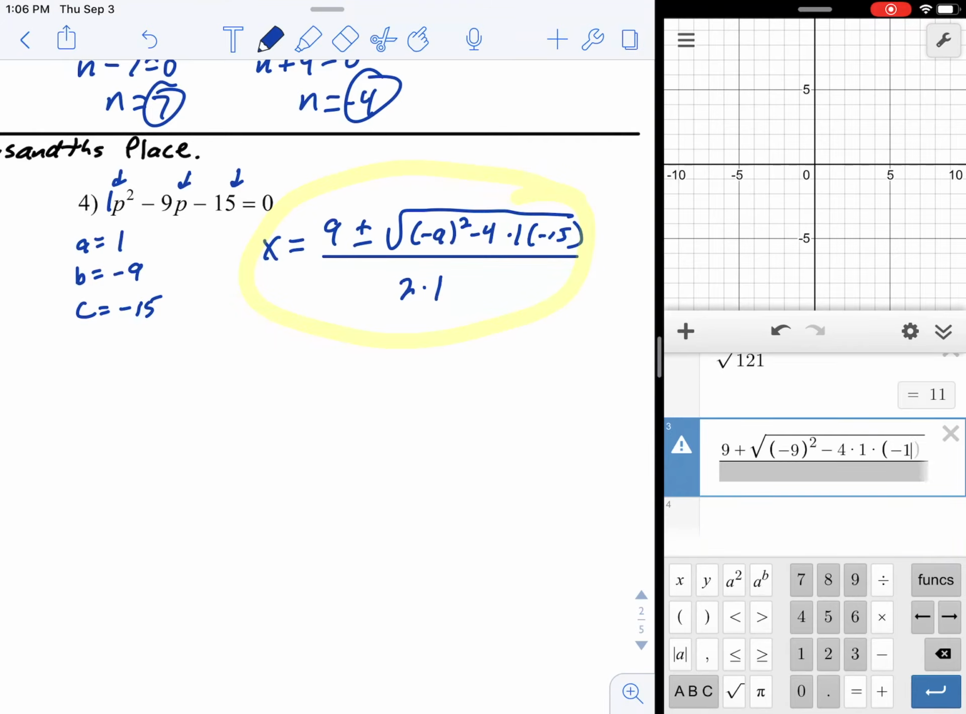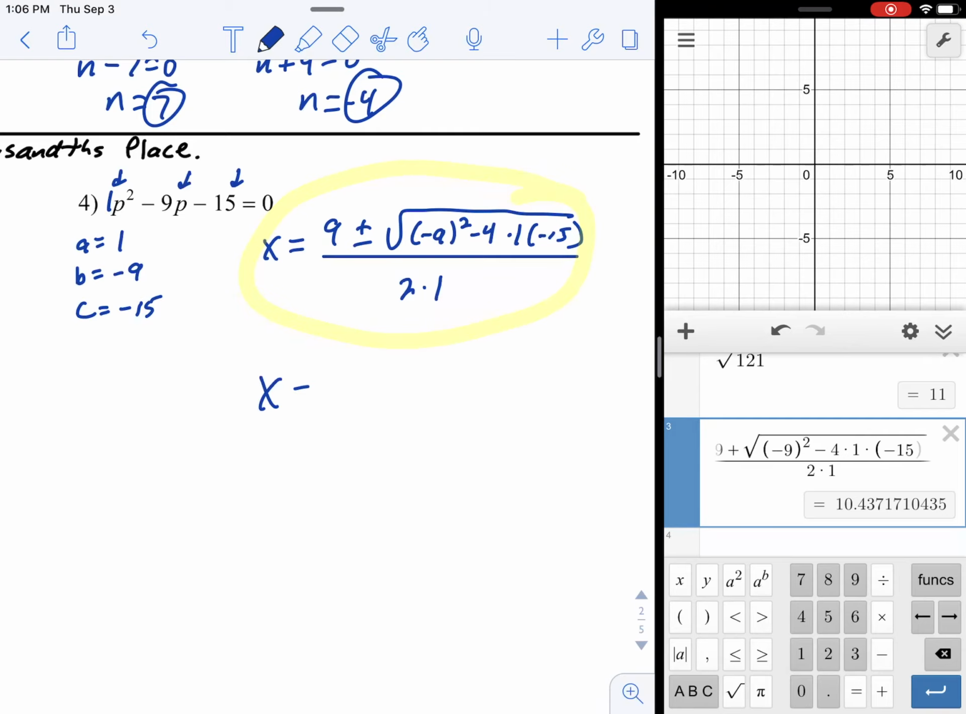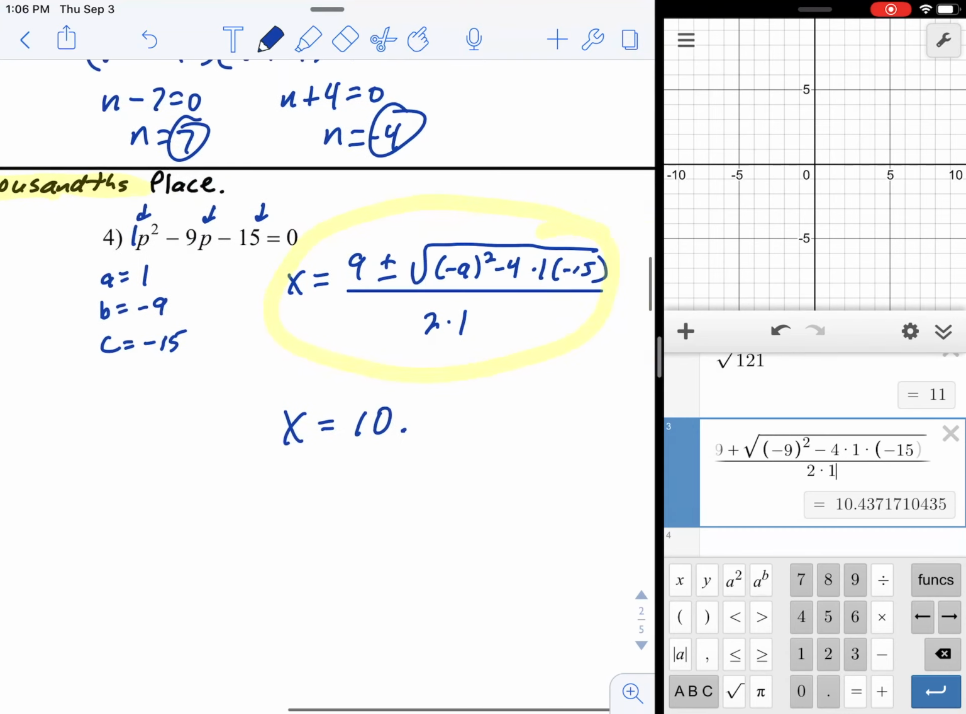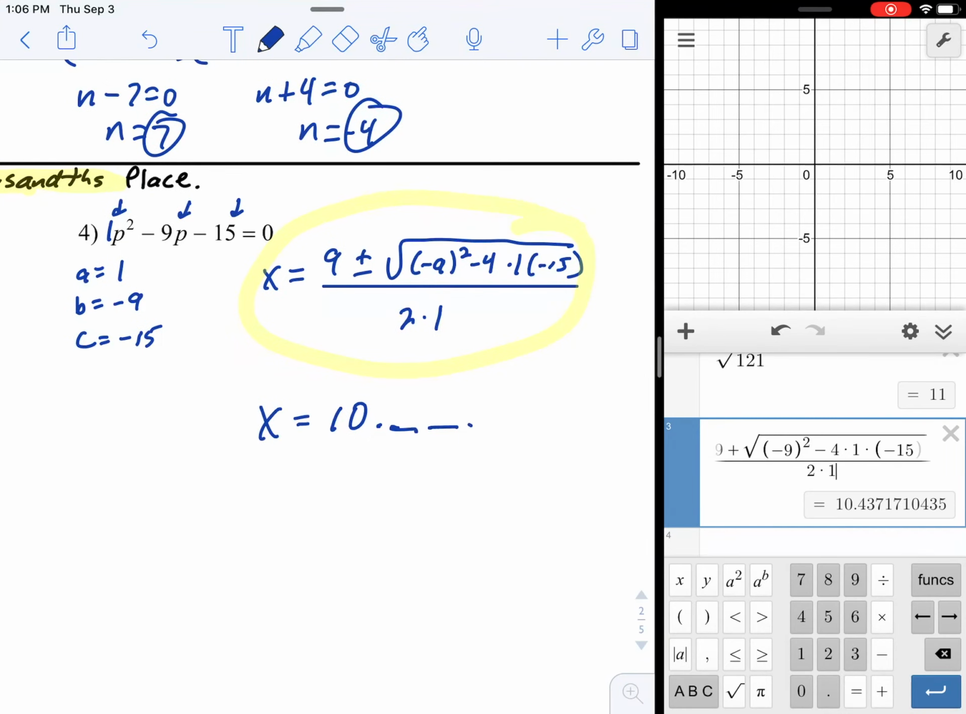Here you don't really need the parenthesis, but on the power you do. So I typed in everything as it appears there, and then on the bottom, 2 times 1. And this gives me x equals 10 point, and then there's a bunch of decimals. Now the directions say to the nearest thousandths place. In decimals, that means 3 places. It goes tenths, hundredths, thousandths.